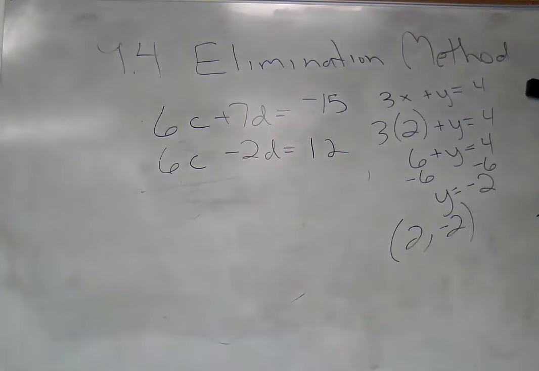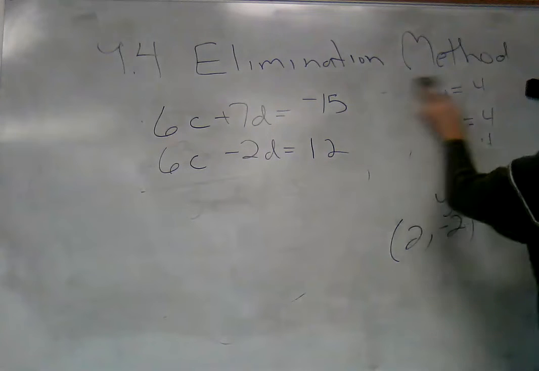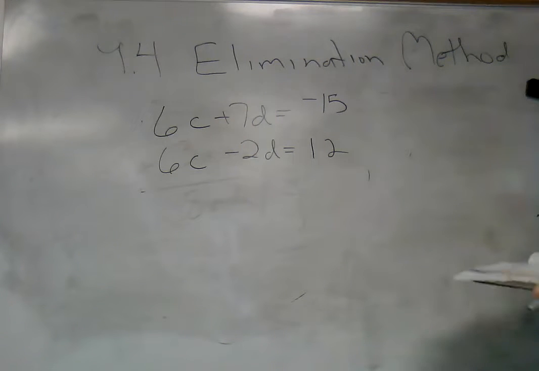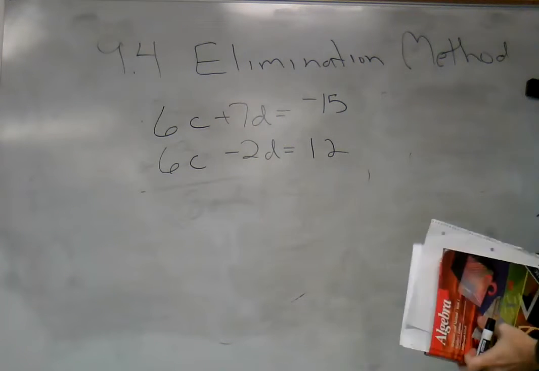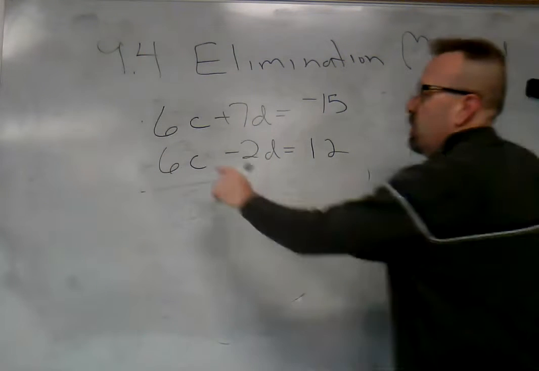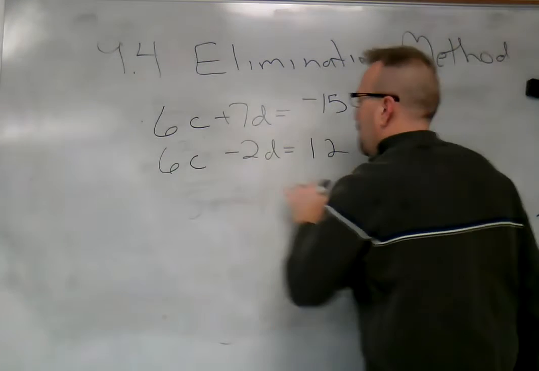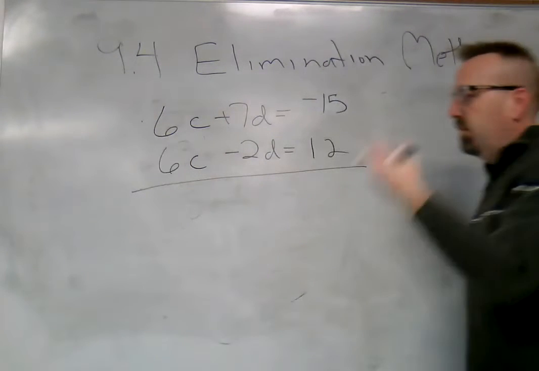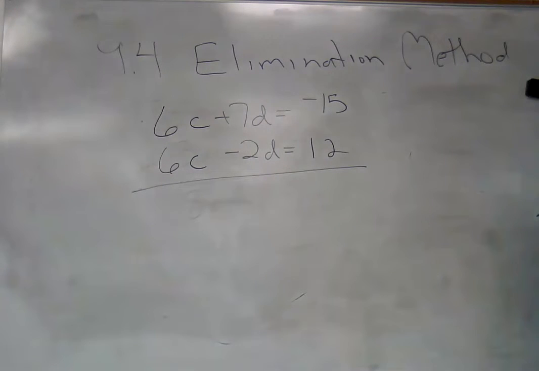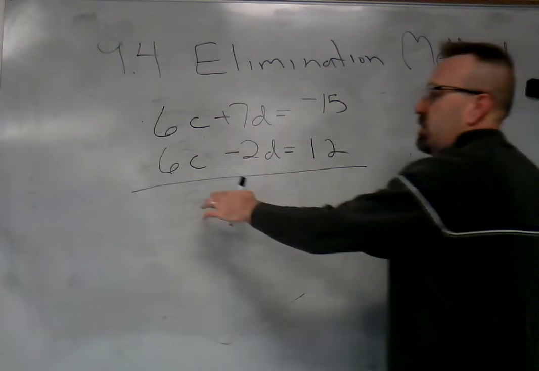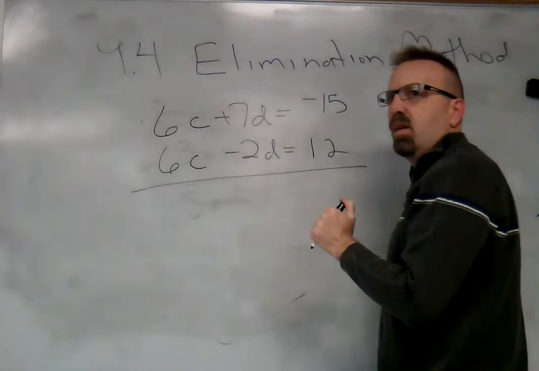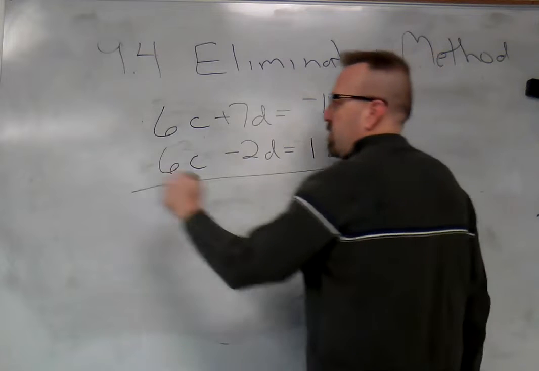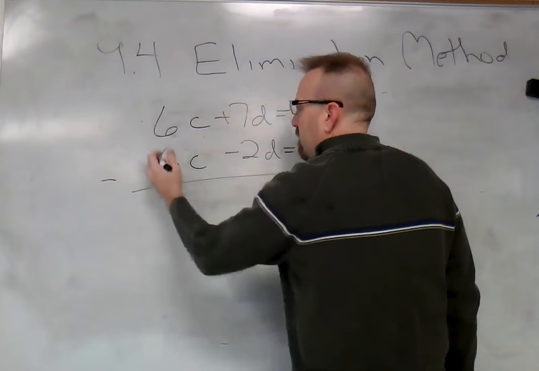Okay, this one, we have 6c plus 7d equals negative 15, and 6c minus 2d equals 12. So none of them are the same number with opposite signs, but we do have 2 that are both 6c. How could we take the second equation and combine it with the first one to get rid of 6c? How could we get 0 c's using these 2 numbers? Not by adding them, but by subtracting them. So if we subtract, 6c minus 6c would be 0.